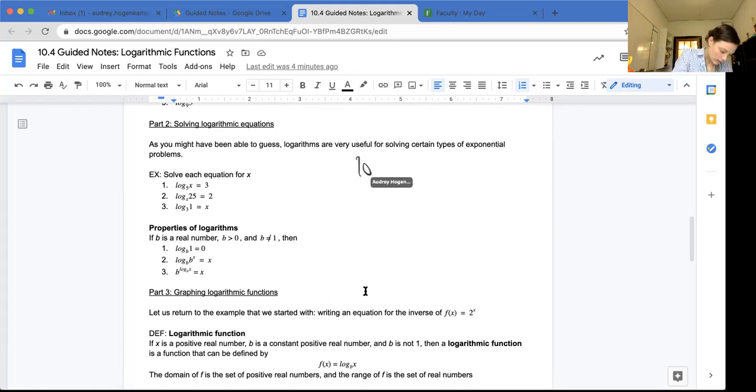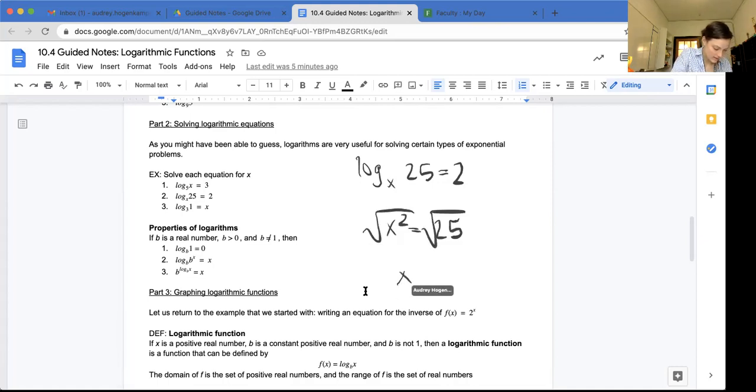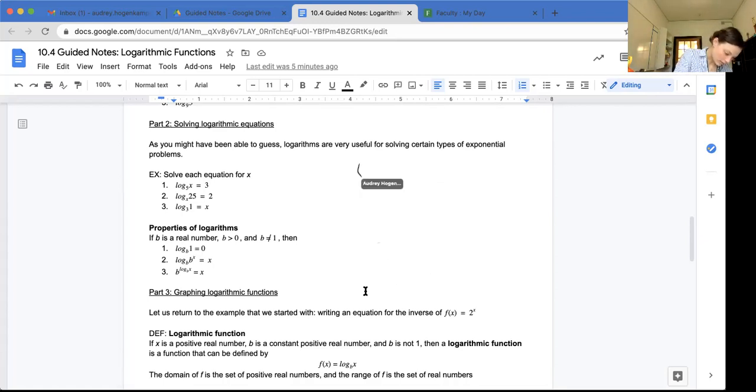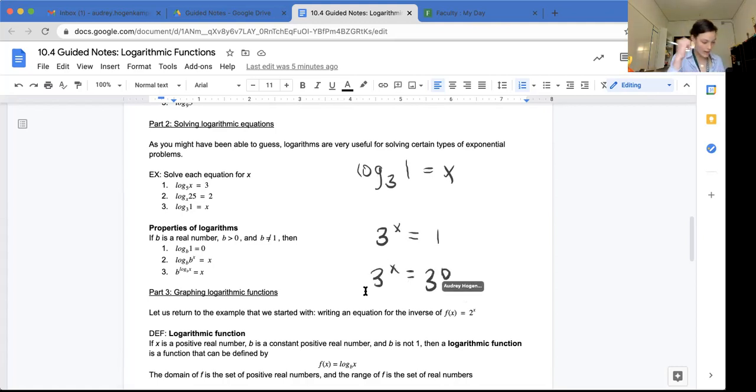Next up, we have log base x of 25 equals 2. So this is going to be x squared equals 25, square root each side, so x is equal to 5. Last up, we have log base 3 of 1 equals x. So that's going to be 3 to the x equals 1. And then we could rewrite this with the same base as 3 to the x is equal to 3 to the 0. Anything to the 0 power is 1. And then we know that x equals 0 because, again, we have that uniqueness property that we learned last class.